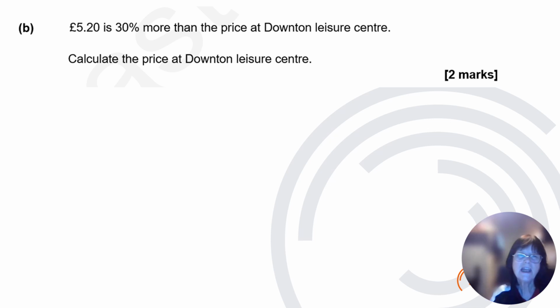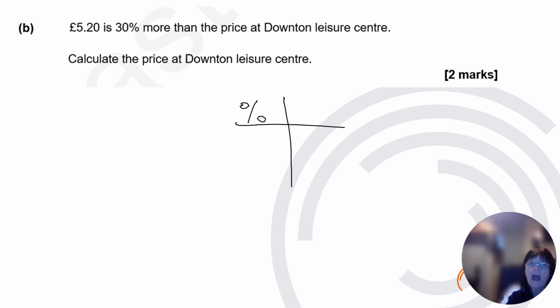Okay, this is the second part of that question and worth another 2 marks, but it is a little bit tricky. So let's just be careful with this one. So £5.20 is 30% more than the price at Downton Leisure Centre, and we want to know what the price at Downton Leisure Centre is. So this is actually a reverse percentage.